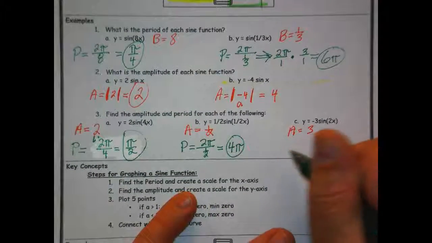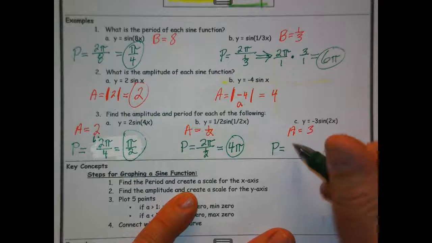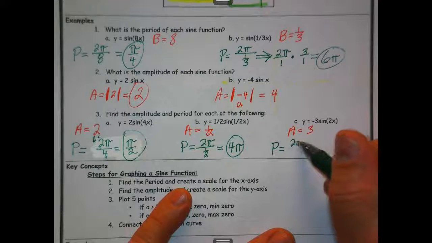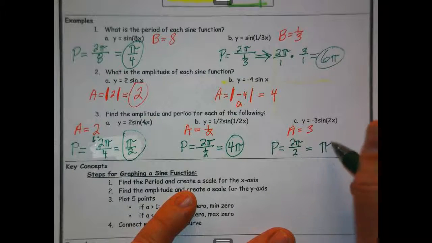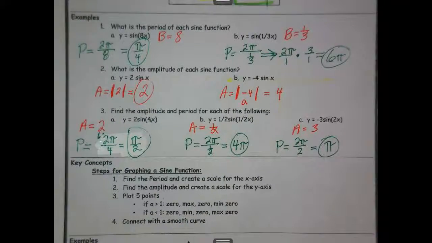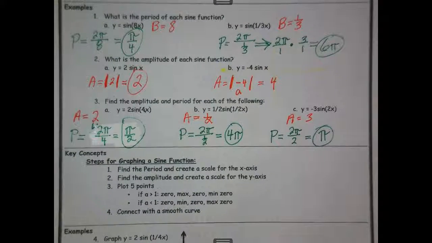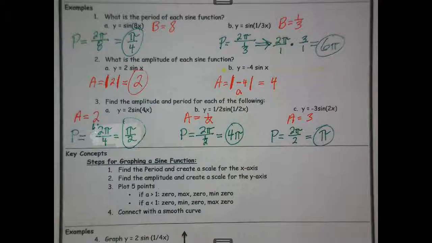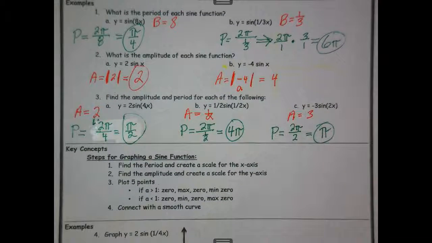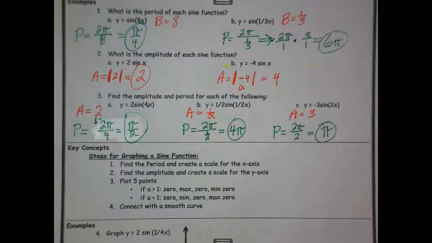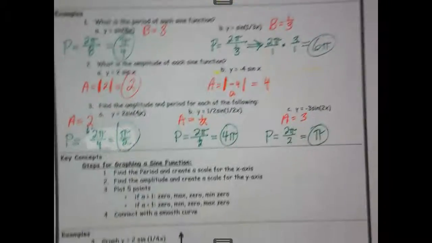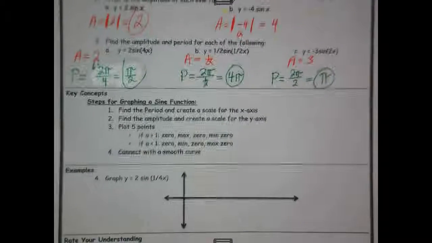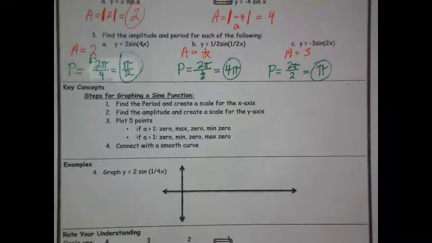And the period for 3c, it's going to be 2 pi divided by 2. Reduce it, I get pi. Questions, comments, concerns? Because you got a quiz on this Friday. Yes. That's in the formula, 2 pi over b. Okay, you ready? We're going to actually have more fun stuff and graph these.